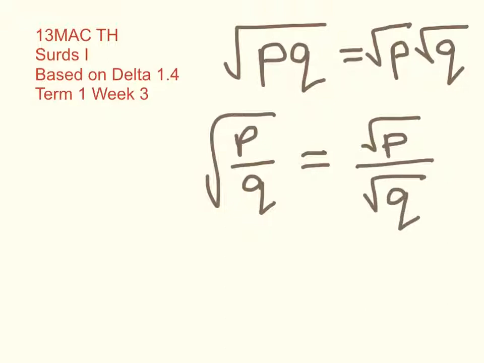I suggest that, as usual, when you're doing this video, you try the question first, but make sure that you write that rule down in your book, because you're going to be using it. Now, you won't need it after a few examples, but you might to start with. So now we're going to look at some examples taken from Delta 1.4. I've just picked out 4 to go through.